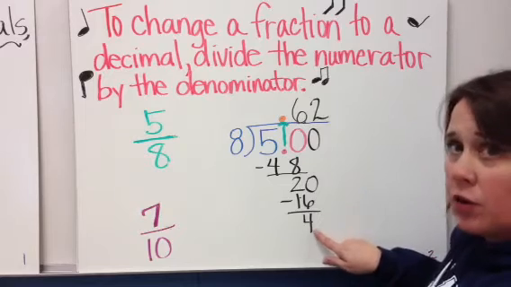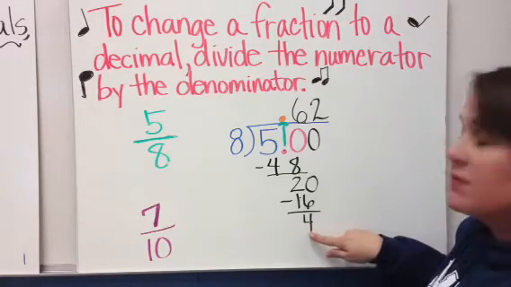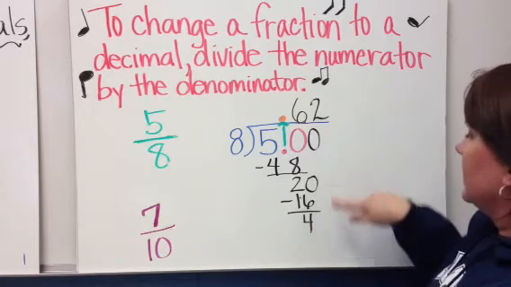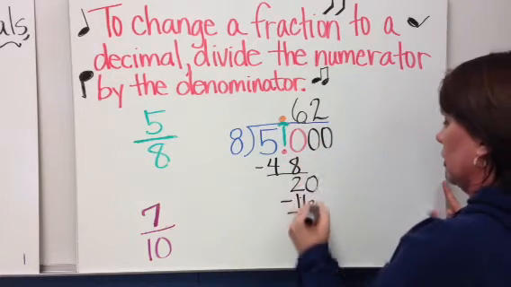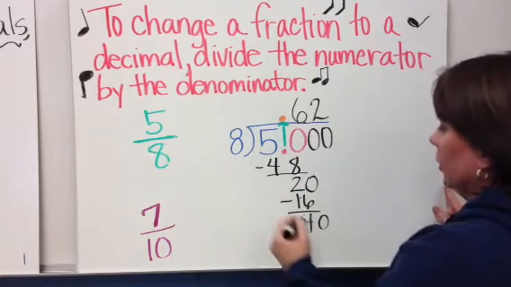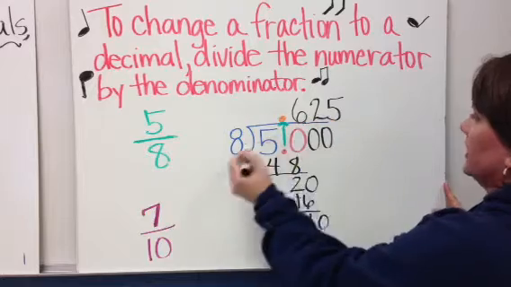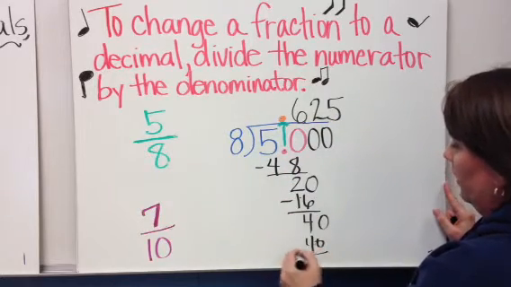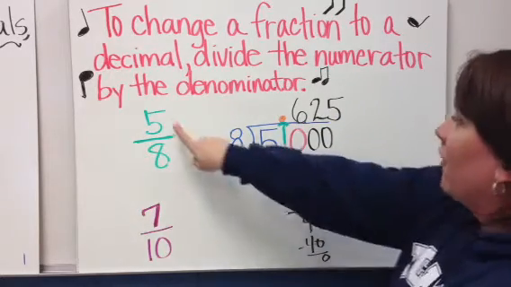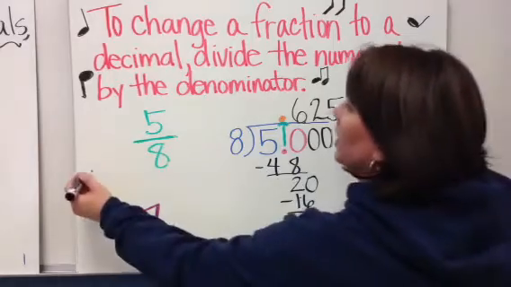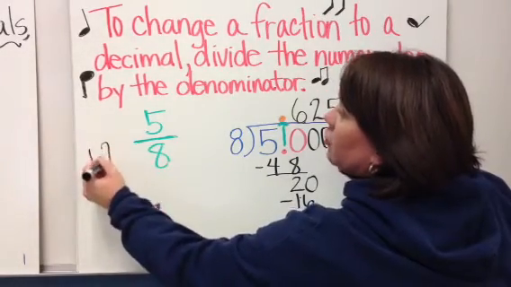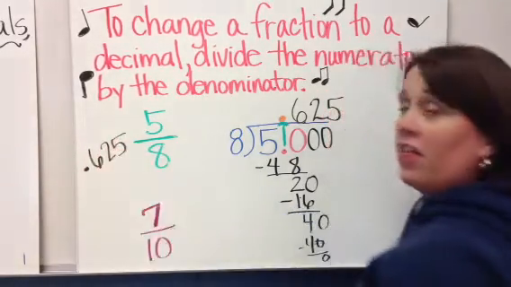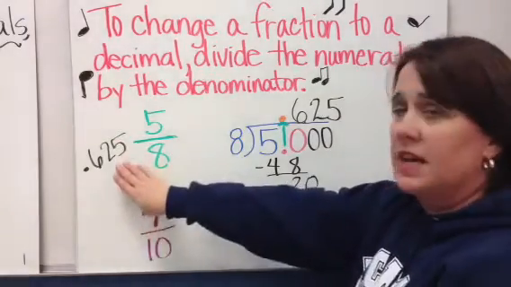As long as I have a remainder here, or I have something left over, I have to add a 0 and bring it down. So let's keep doing that. 8 goes into 40 5 times, and now I know that I'm finished. So 5/8 as a decimal is 625 thousandths. That's how I would say that.